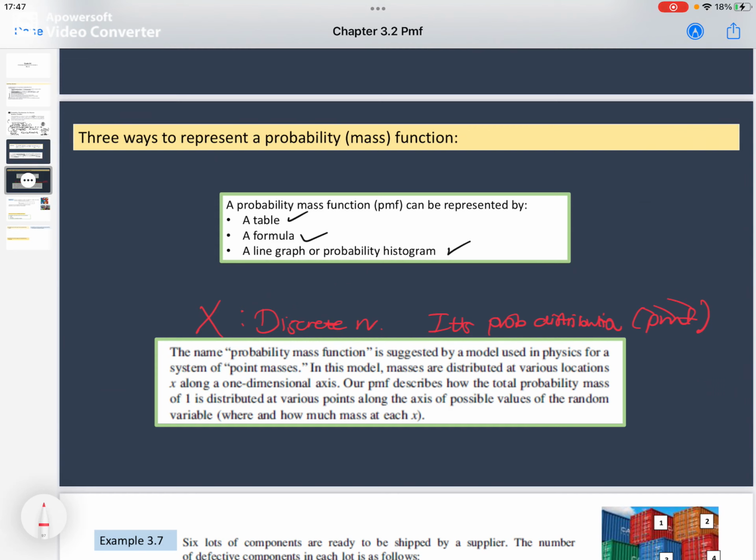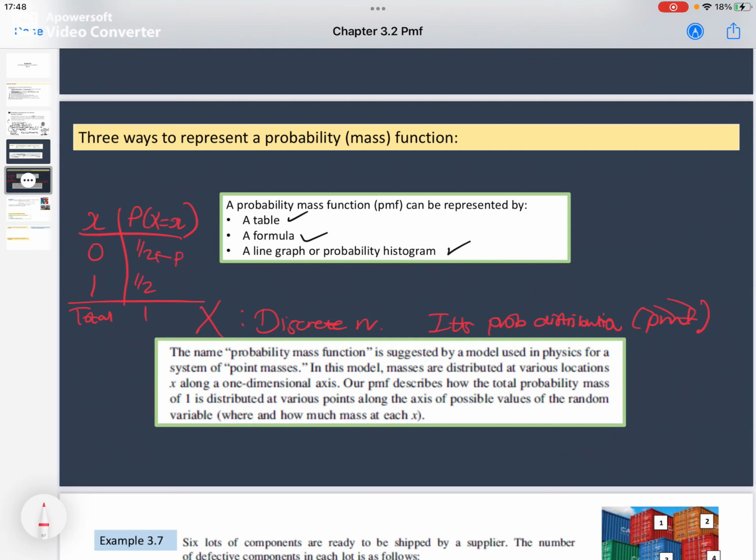So in this model, masses are distributed at various locations, x, along a one-dimensional axis. And our PMF describes how the total probability mass of 1 is distributed at various points along the x-axis, or the axis of possible values of our random variable. So we want to see, just like with our first example, we either had tails or heads, and the probability of observing specific possible values of x. In this case, we had a half and half for heads or tails, and the total probability here was 1.